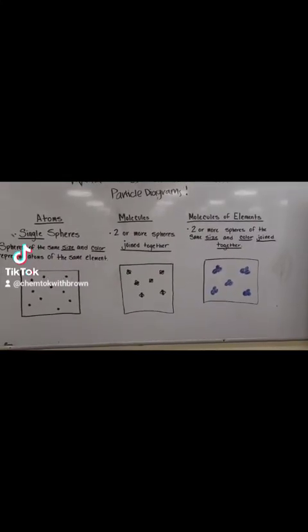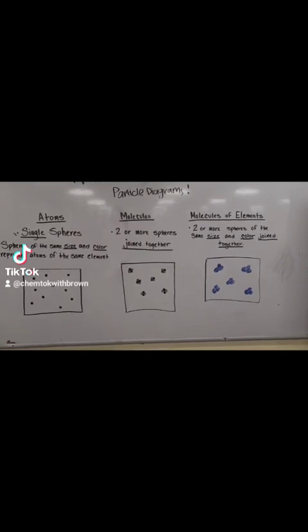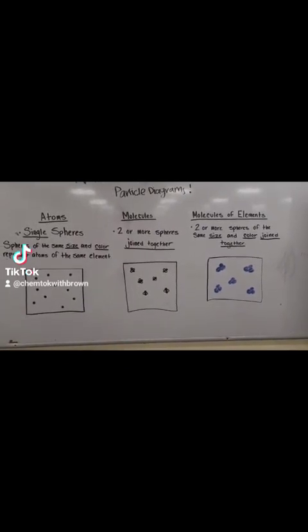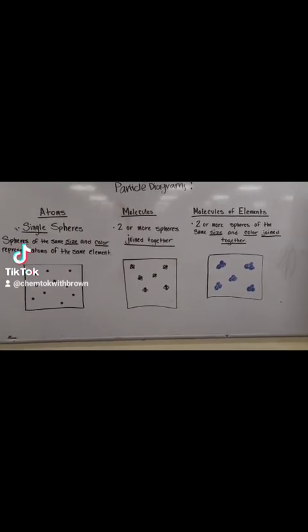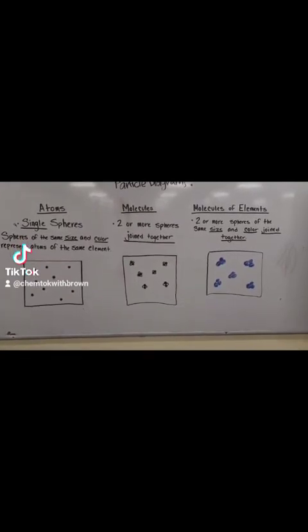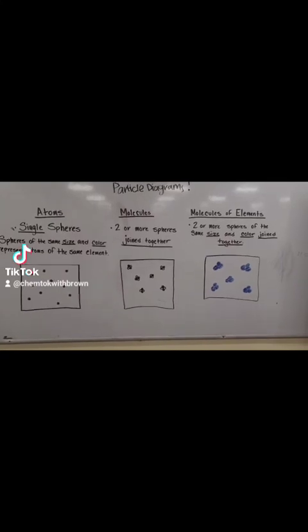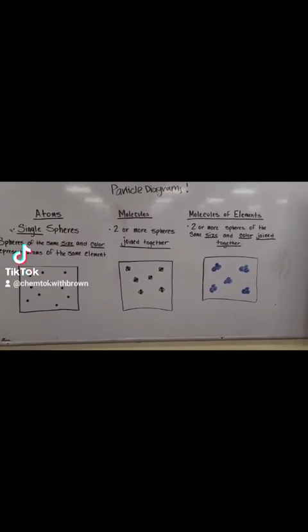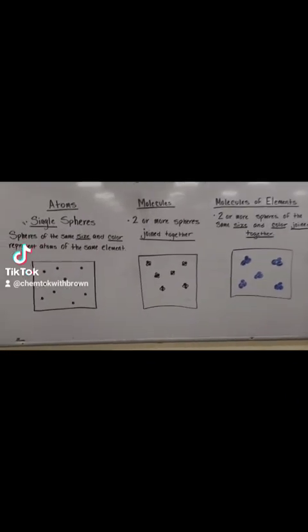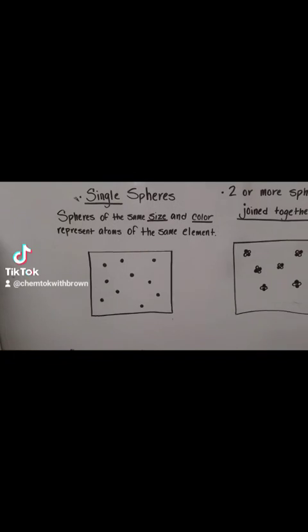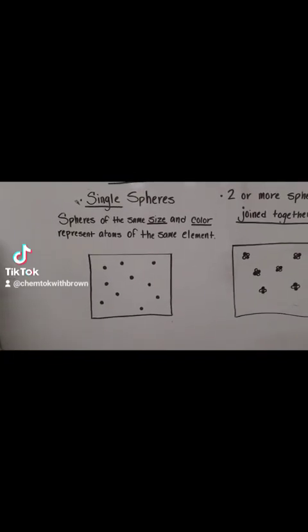So particle diagrams are representations of the different types of matter that we have that show the arrangements of the particles inside of what is usually boxes, but sometimes could be circles or even the outlines of the objects that we're talking about. So in the particle diagrams that represent atoms, we have single spheres that have the same size and color that represent atoms of the same element.